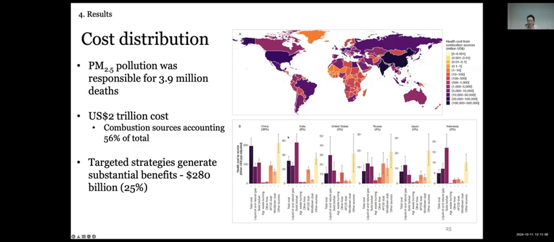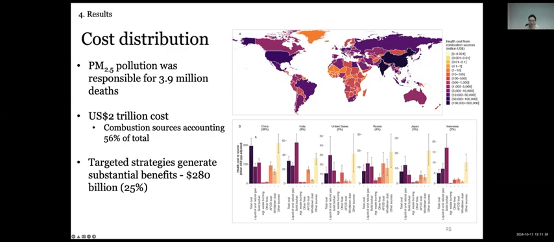And then for figure B, I illustrated the top 6 countries with the largest health costs from combustion sources. Beneath each country's name, all those percentages represent the total health costs in each country relative to the global health cost. Notably, we see that the health costs from PM pollution in China accounted for almost 40% of the global health costs.